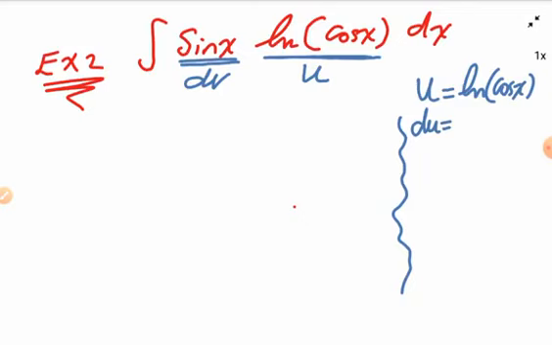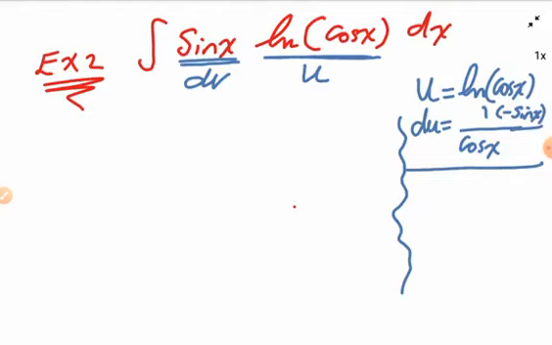The derivative of ln x is 1 over x. The derivative of ln of something is 1 over that something, then times the derivative of the inner function. So the derivative of ln cosine x is 1 over cosine x, then times the derivative of the inner function, which is cosine. The derivative of cosine is negative sine x. Take care, guys, chain rule.